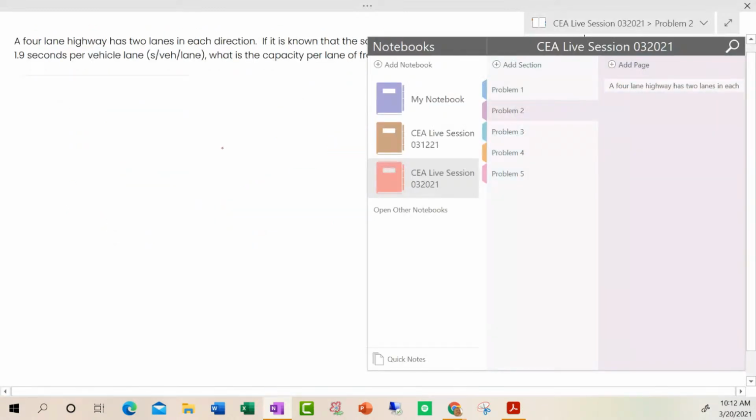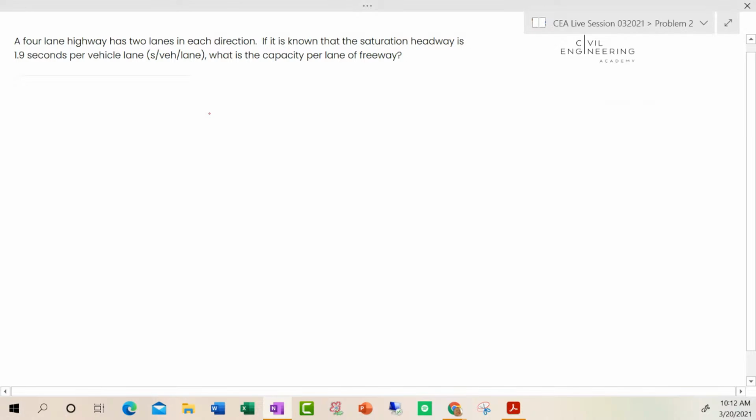Problem 2. This one says a 4-lane highway has 2 lanes in each direction. If it is known that the saturation headway is 1.9 seconds per vehicle lane, what is the capacity per lane of freeway? This one, again, is dealing with headway, but this is a different headway. This is the saturation headway.